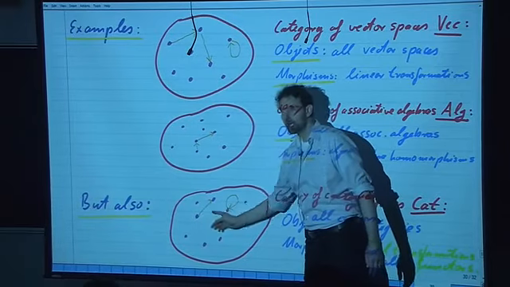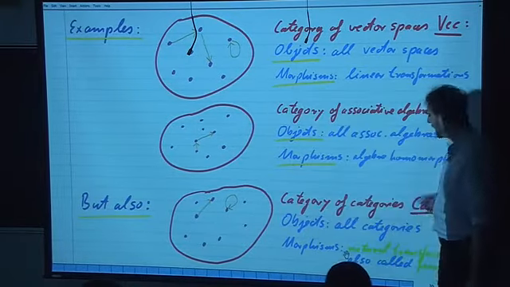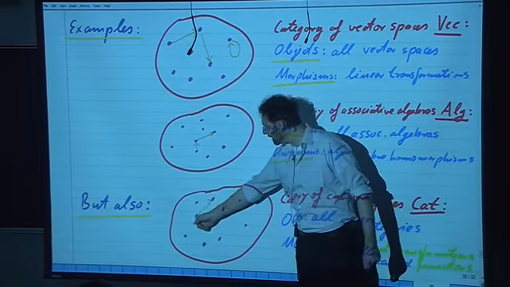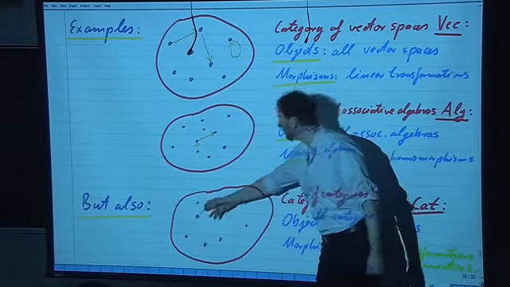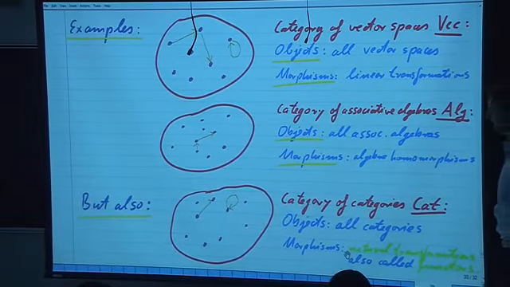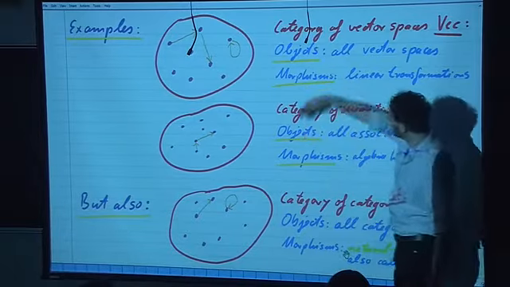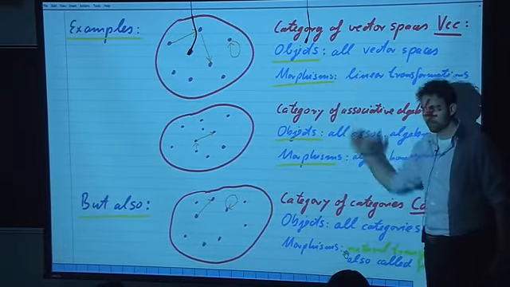Maps between categories, right? So a morphism in the category of categories is a map from a category to another category. It could be, for example, a map from the category of vector spaces into the category of associative algebras. It would have to be a map that maps the objects into the objects, the morphisms into the morphisms, in a structure-preserving way.